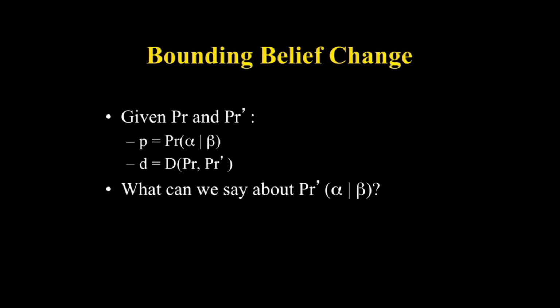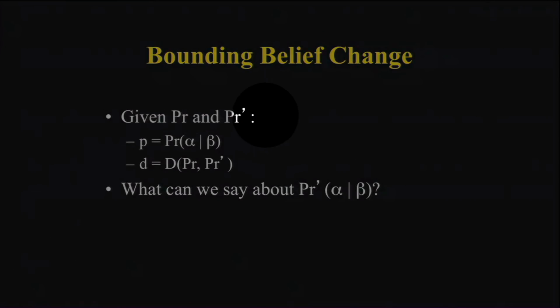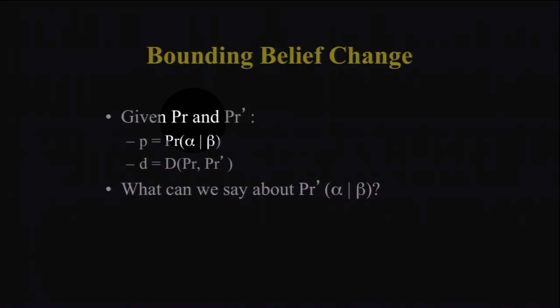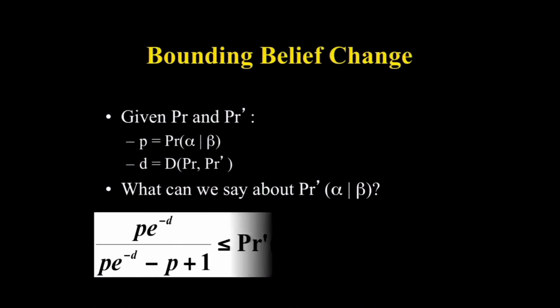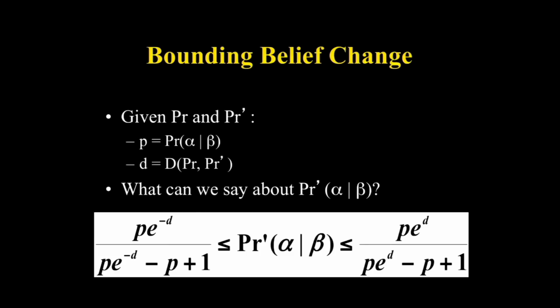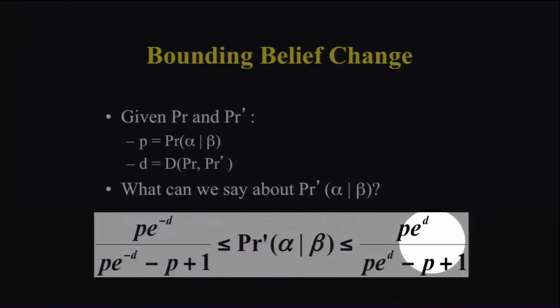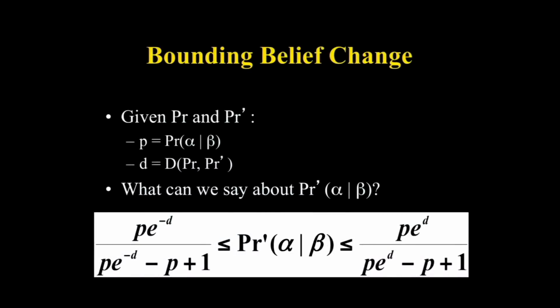Same thing, two distributions, PR and PR prime, and you tell me, look, according to the first one, here's a query, alpha given beta, and it says it's P. Can you tell me something about what the second will say about that same query? Well, give me the distance. I said the distance is D. What can I say about this? Just fleshing out the previous bound, and you get this. All of these are known quantities. So what you have here on this side and that side is just P and D. That's all you need, and I can actually say something about that.